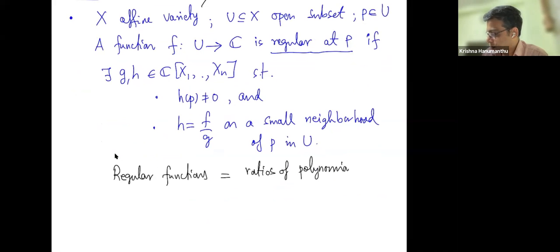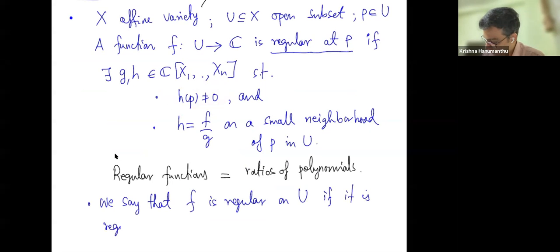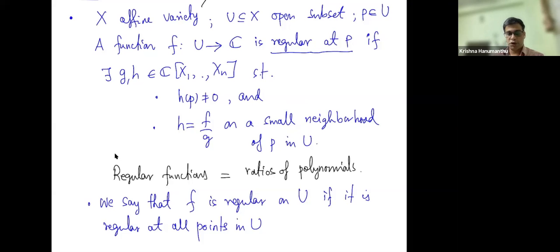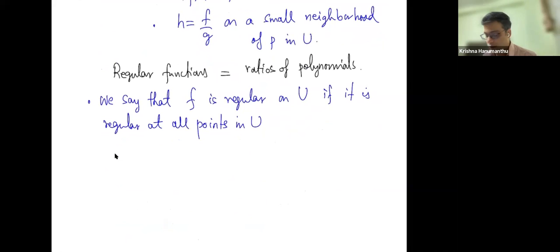Of course, in order for a ratio of polynomials to be well defined, you want the denominator to not vanish, so basically this is not enough. You want h of P to be non-zero in a neighborhood of P. These are the regular functions, the notion of regular at a point. We say that f is regular on U, all of U, if it is regular at all points in U. So at every point, there is a small neighborhood on which f is given by ratios of polynomials. These ratios will differ from point to point, but at every point you have such a description.